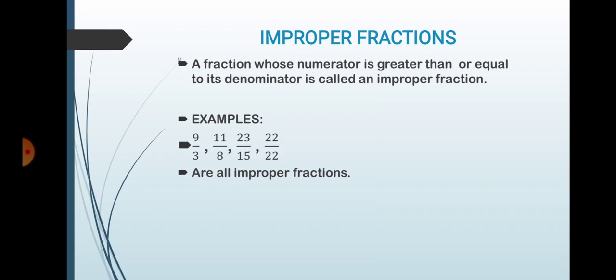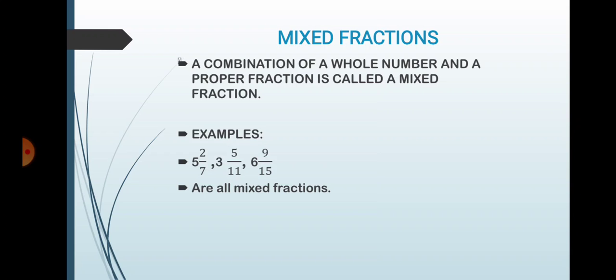Now let us move to the next type of fraction, which is a mixed fraction. It's nothing but a combination of a whole number and a proper fraction. So let us see with an example: 5 2 by 7. Here 5 is the whole number, 2 by 7 is the proper fraction. As 2 is in numerator and 7 is in denominator, 2 is less than 7. So it's a proper fraction. So 5 2 by 7 is the mixed fraction. A mixed fraction will be a combination of whole number and a proper fraction. Few more examples for mixed fraction are 3 5 by 15 and 6 9 by 15.